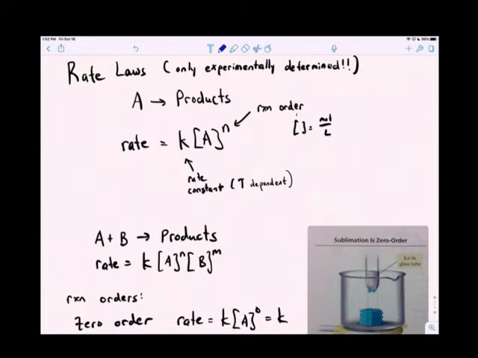And so for our rate law, we have reactant A going to products. The rate of this reaction is equal to the rate constant, which turns out to be temperature dependent, times the concentration of A raised to some power. And that power that the concentration of A is raised to is known as the reaction order. So that's one reactant.